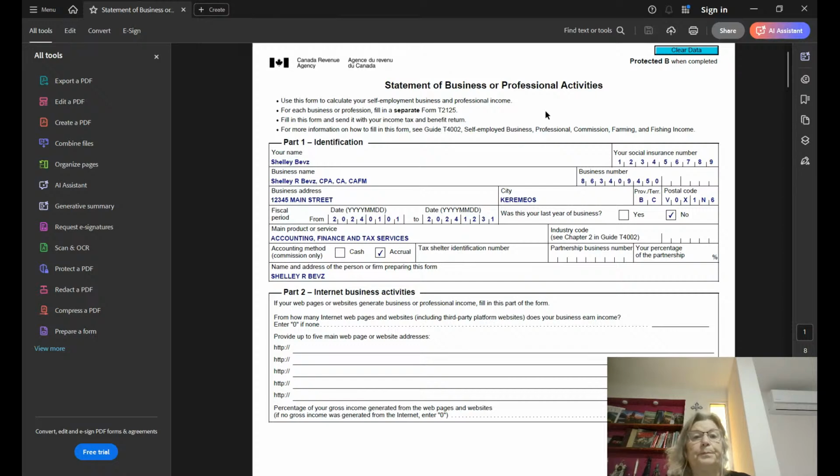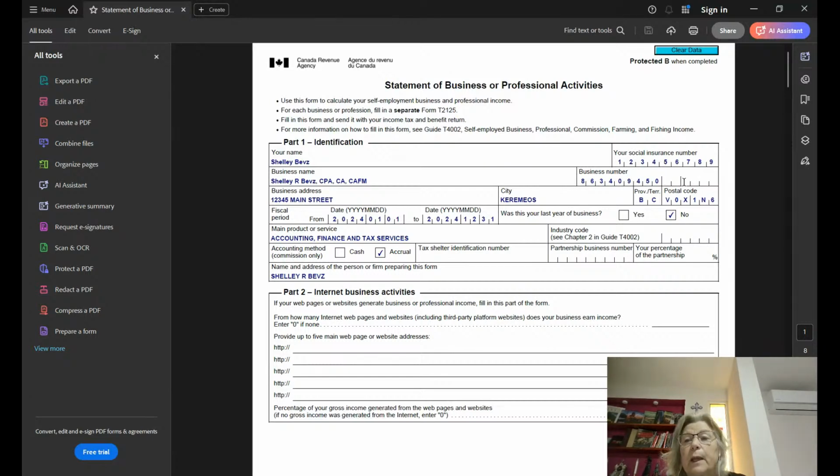endorsed by them. So I use my name, my social insurance number. What's my business name? I'm a sole proprietor, so my business name is Shelley R. Bevs. I'm a chartered professional accountant, a chartered accountant, and a certified Aboriginal financial manager. I've just made up a business number here. And the business number, just so you're aware, the business number alone is your business.